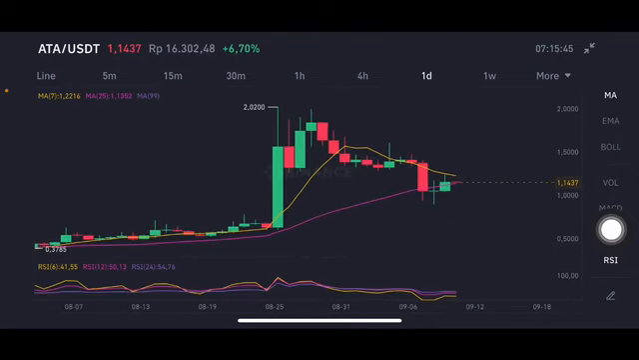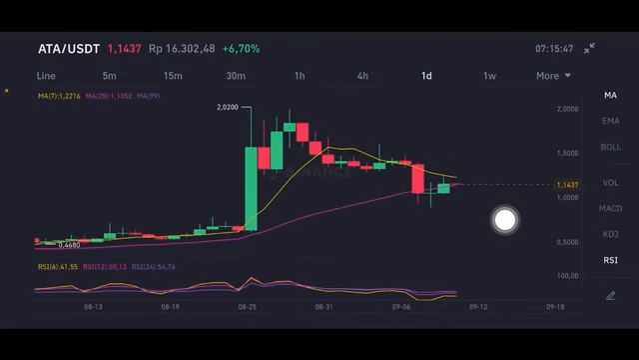Next move is the daily chart. Basically, it's already trying to go up from the moving average 25 at 1.1352 US dollar, going to the yellow one here, moving average 7 at 1.2216 US dollar here, right?